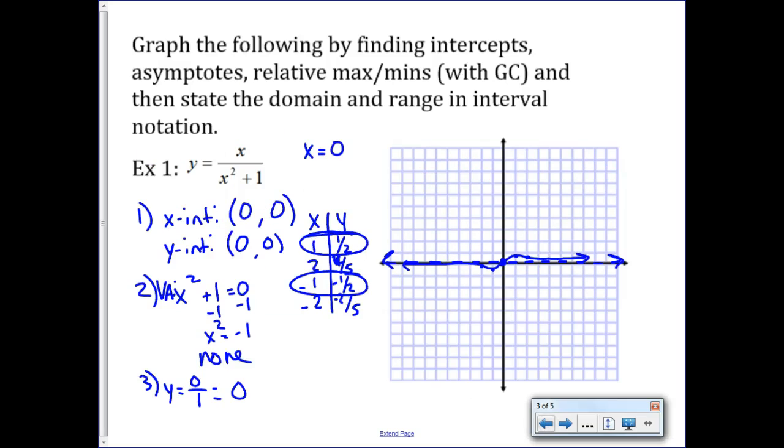Let's go back and take a peek at this one before we move on to our last example. So our domain doesn't look like we have any restrictions. We crossed that horizontal axis, so -infinity to infinity.